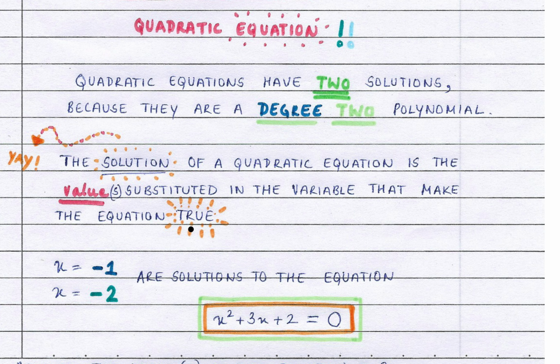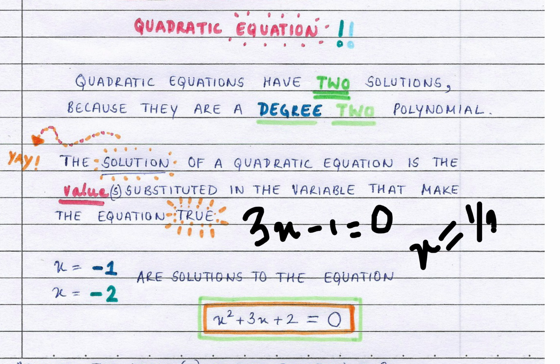The solution of a quadratic equation is the value that needs to be substituted into its variable in order to make the equation true. So if we took some kind of simple equation like 3x minus 1 is equal to 0, this is just an equation, it's not a quadratic one. We would solve this and say x is equal to 1 by 3. By bringing the 1 from the left hand side to the right hand side, the sign would change, and bringing the 3 to the right hand side, we would get x is equal to 1 by 3.